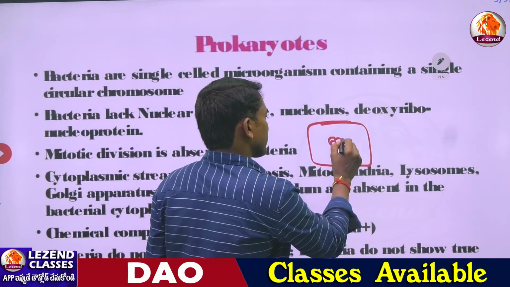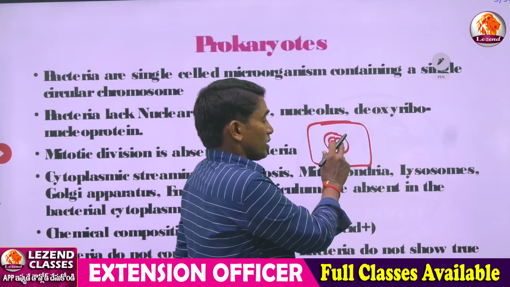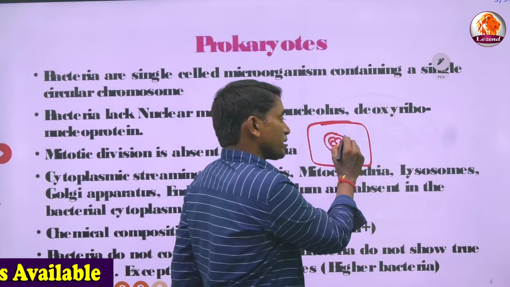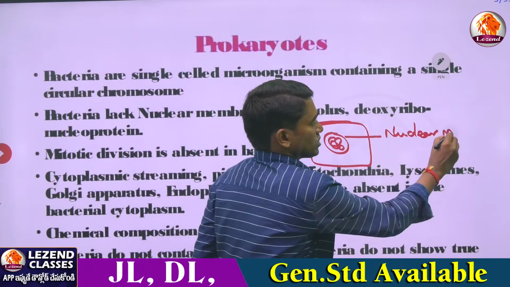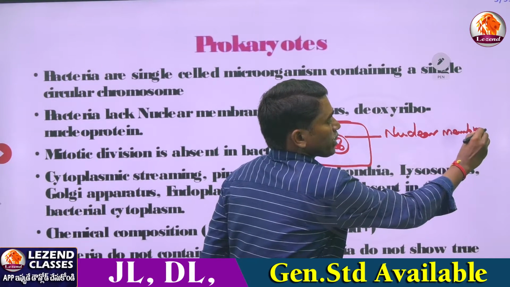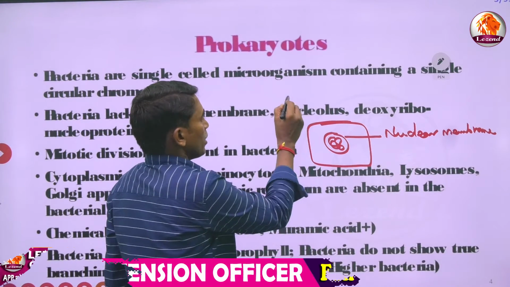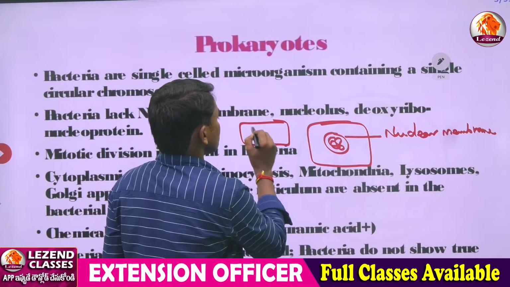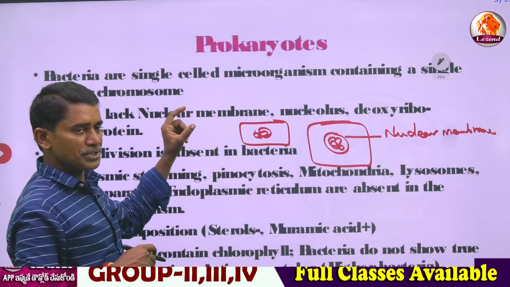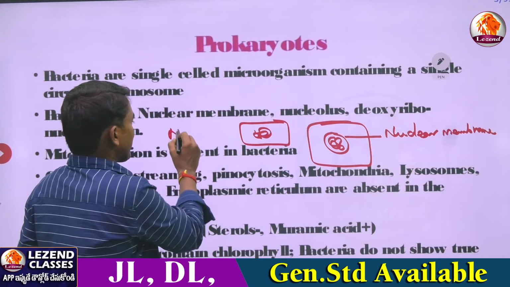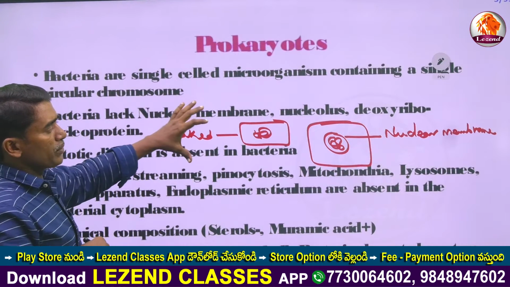This genetic material regulates the activities of the organisms, so it is always protected by a nuclear envelope or nuclear membrane in eukaryotes. When it comes to prokaryotic organisms, the nuclear membrane is absent. Simply, genetic material is present in a naked form. There is no nuclear envelope around the genetic material. Therefore, it is said to be naked genetic material. Right? This is the case with prokaryotic organisms.